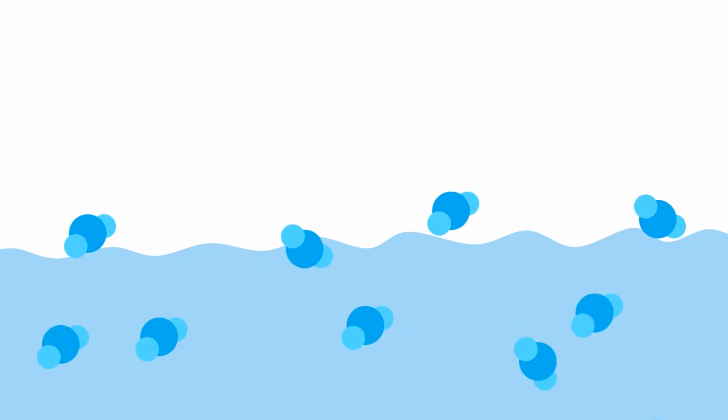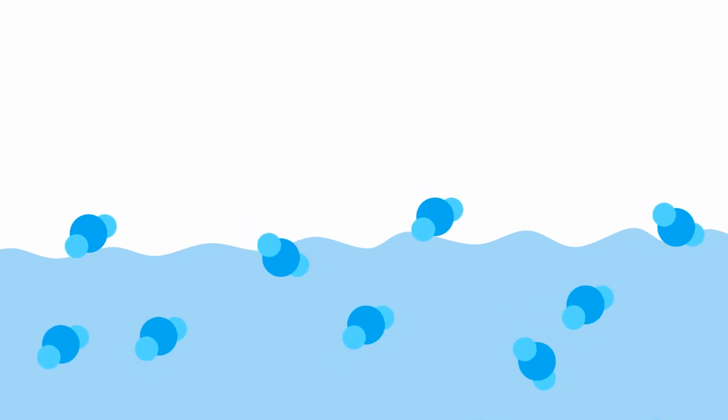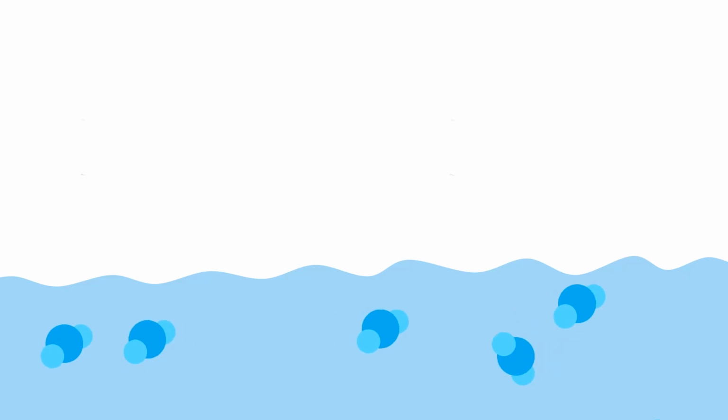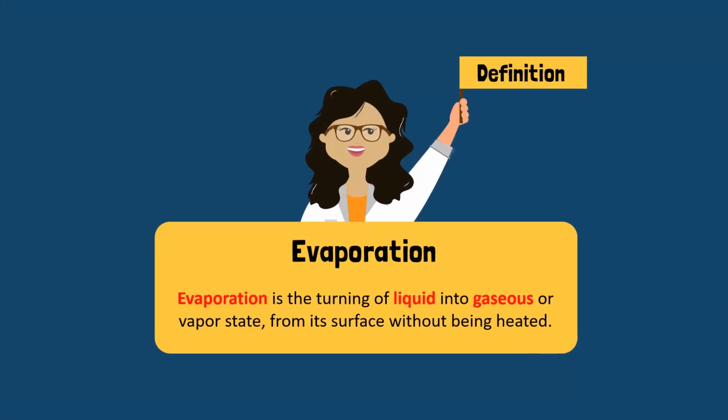During evaporation, molecules at the surface of the liquid gain enough energy to break the intermolecular bonds within the liquid and fly away. This way, the liquid turns into gas and then disappears. So, evaporation is the turning of liquid into gaseous or vapor state from its surface without being heated.